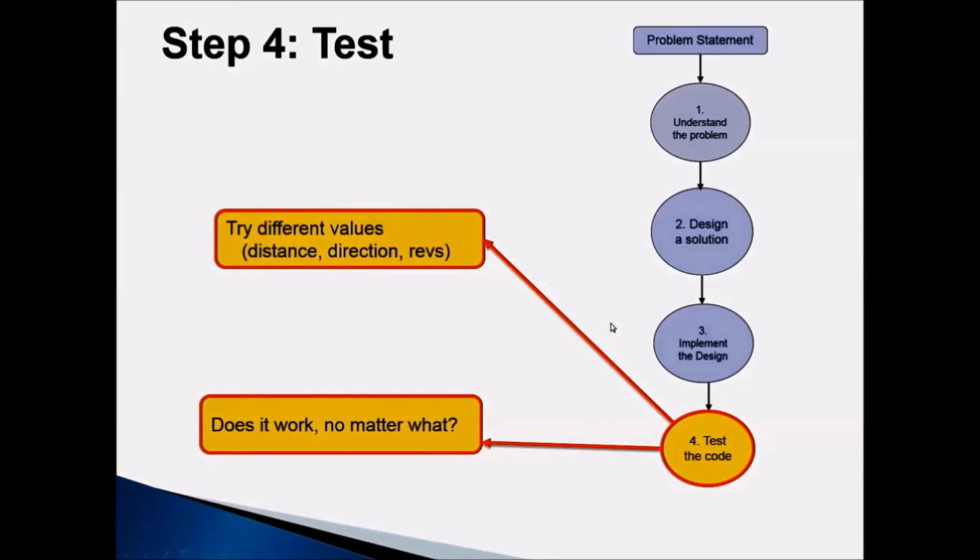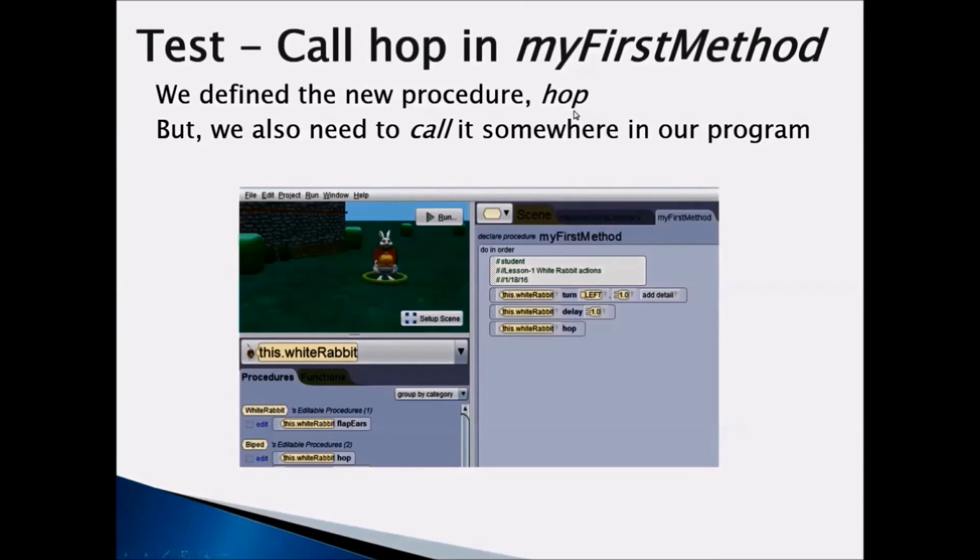Now the most important step is test. As soon as you create a procedure, you want to test. Test: call the hop procedure in my first method. Always remember from our previous chapter 1 that every time I click on the run button, my first method is executed. Now that we have created a procedure, we are going to call it.